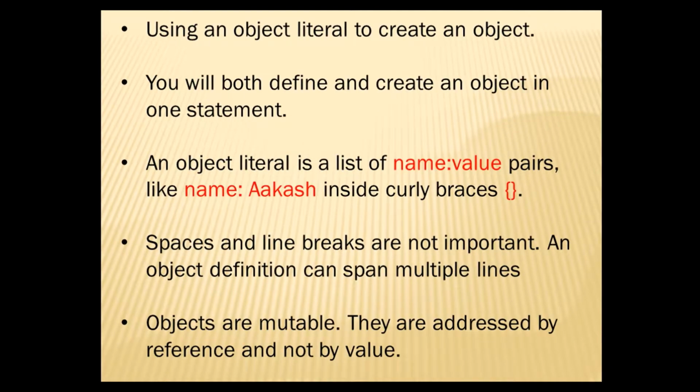Using an object literal to create an object, we will both define and create an object in one statement. That's the advantage of using an object literal, so that you can create and define the object in just a single statement. An object literal is a list of name value pairs. So here's an example of an object named Aakash. Inside curly braces, we create an object. Spaces and line breaks are not important. An object definition can span multiple lines as well. Objects are mutable, meaning they can change. They are addressed by reference and not by value.